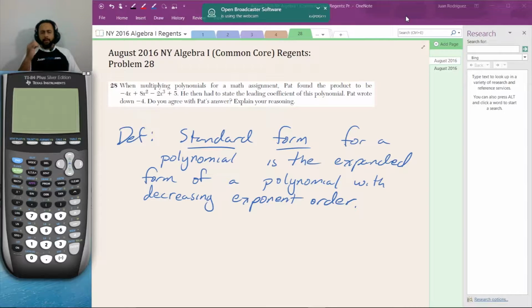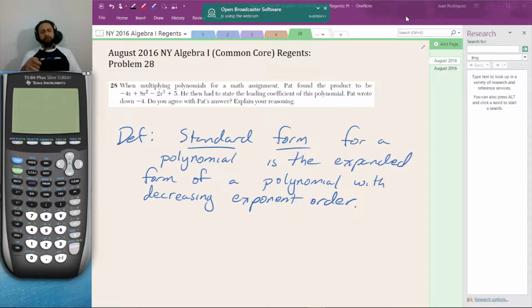So here, the most common error is caused by what Pat did. He sees that the first coefficient is negative 4, so he said the leading coefficient is negative 4. Here's the reason that a lot of kids actually get this question wrong: we're so used to giving you polynomials in standard form that you get accustomed to the leading coefficient being the first coefficient. But that's not how we define the leading coefficient.